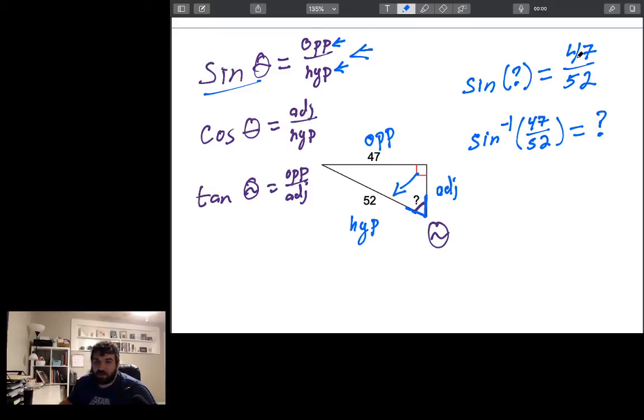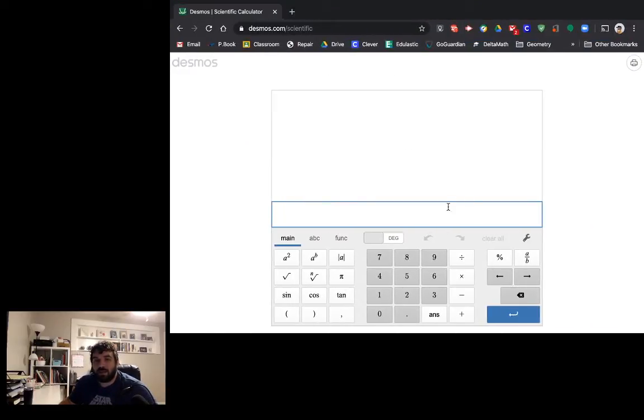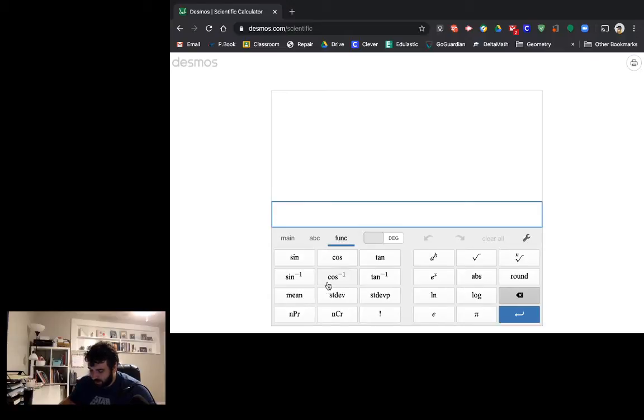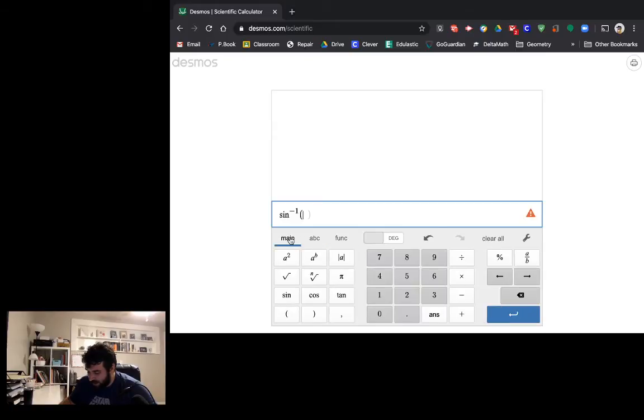Now, you might be saying to yourself, Self, I don't know where to find all this. You guys do still have access to the Desmos calculator. Looking right down here, you've got the function button, which is the third over from the left, closest to the number pad. If we hit that, you'll see that you've got all three of those trig functions. We're going to be having a sine inverse, a cosine inverse, as well as a tangent inverse. So we'll bring up sine inverse, go back to main, bring up the fraction.